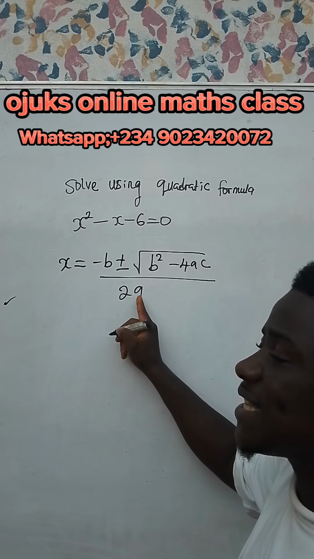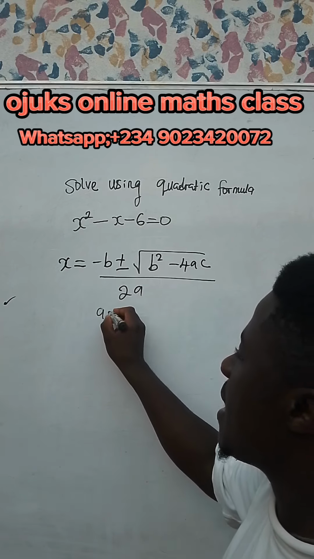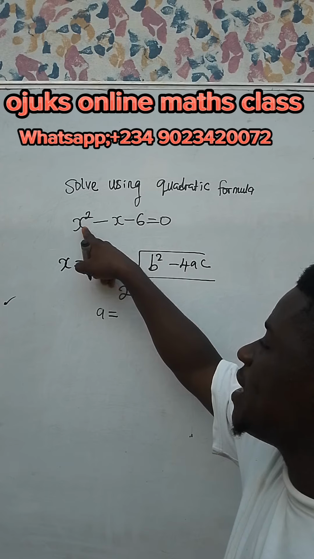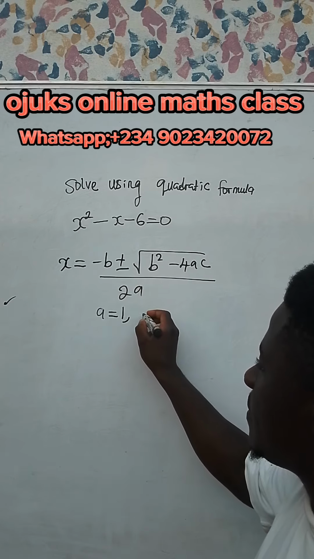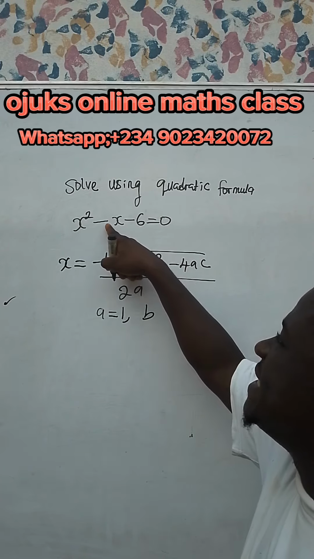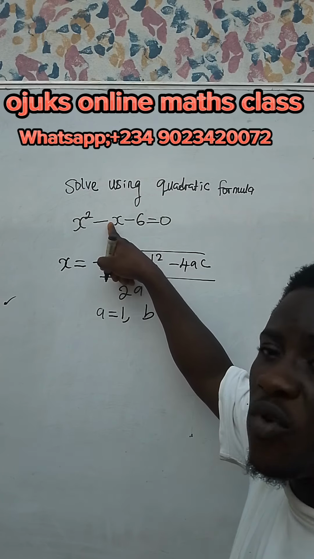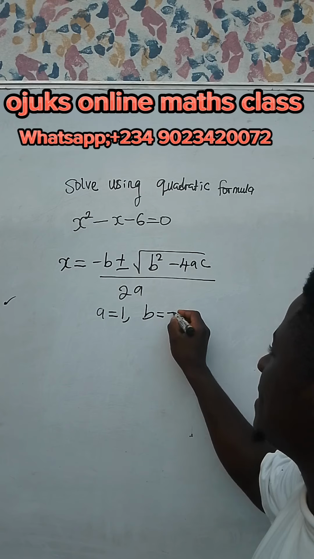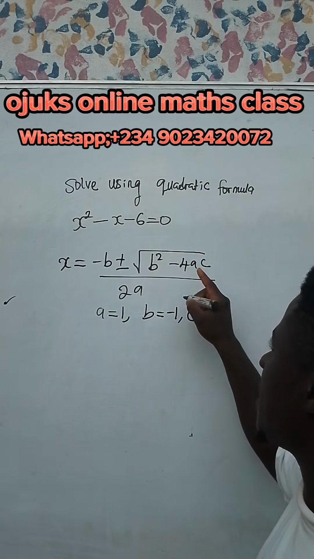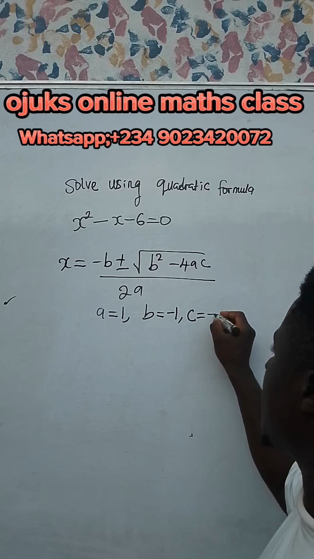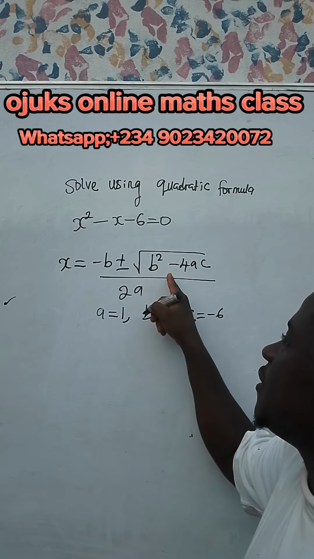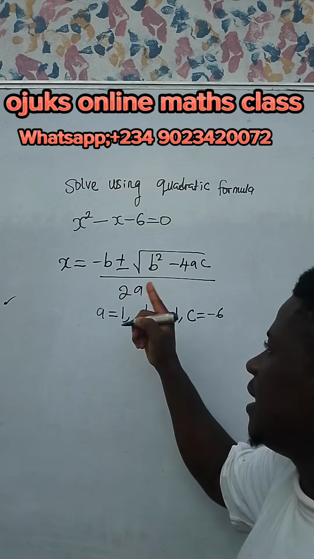Of course, we are seeing a. What is a? A is equal to the coefficient of x squared, and the coefficient of x squared here is 1. So a is 1. Then b is the coefficient of x. The coefficient of x here is negative 1, the invisible 1 here. So we have b as negative 1. Then c is negative 6. That is the constant without a variable. C is negative 6.